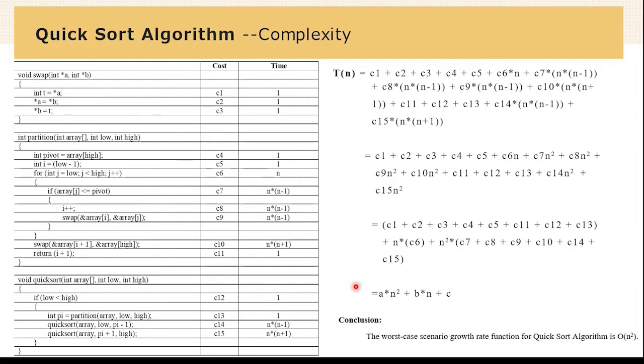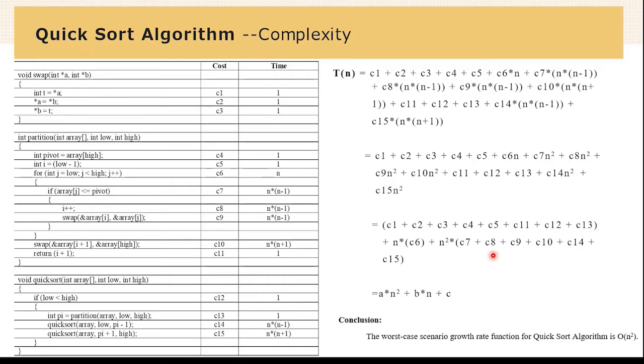For this last equation, here I substitute the cost number with an alphabet. A here refers to C7 plus C8 plus C9 plus C10 plus C14 plus C15. B here refers to C6, while C here refers to C1, C2, C3, C4, C5, C11, C12, and C13.